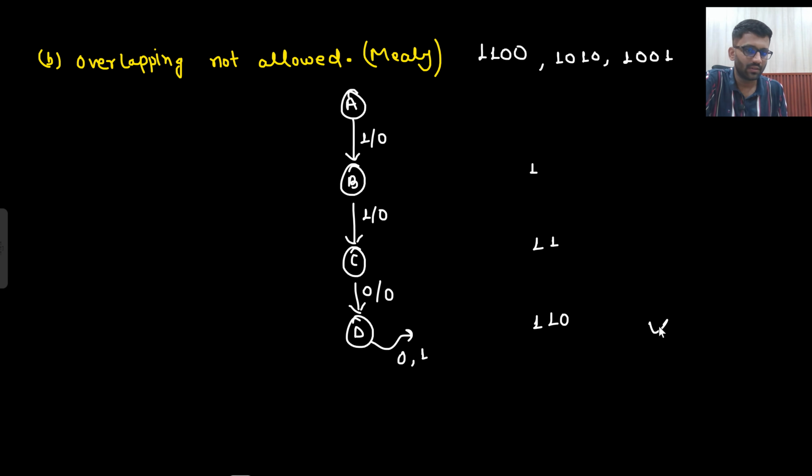If I get 0, detected. If I get 1, then I will go back to some of the previous state. So here I require 4 states that I know. What about the next one? 1 0 1 0. So it will start from B only because 1 is already there. So it will start from B. So B to E it will go.